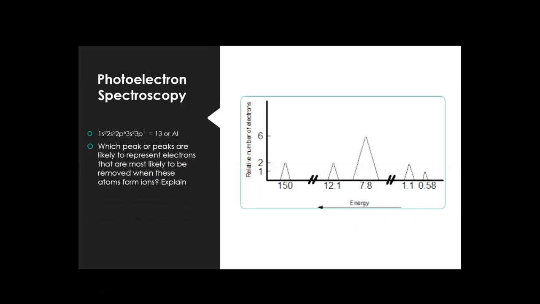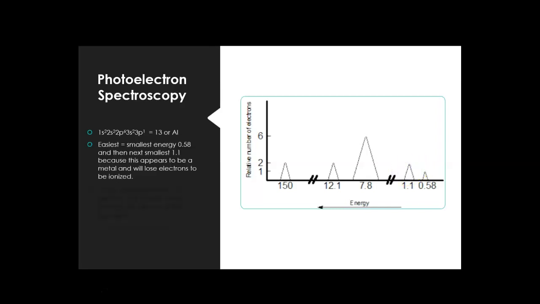Which peak or peaks are likely to represent electrons most likely to be removed when the atoms form ions? By now you should be able to determine that and explain it. The easiest is the smallest energy to pull, and that's 0.58. There's one here, and then the next smallest is 1.1. This appears to be a metal, and if it's aluminum, we know it's a metal. And it's going to lose 1 electron from the 3p and 2 electrons from the 3s.